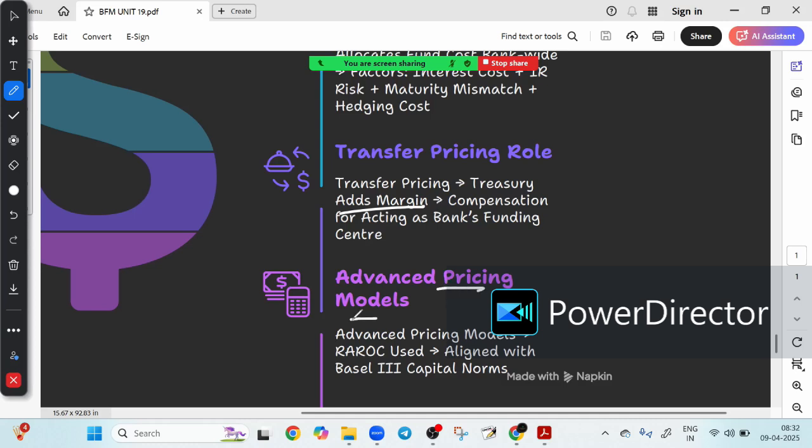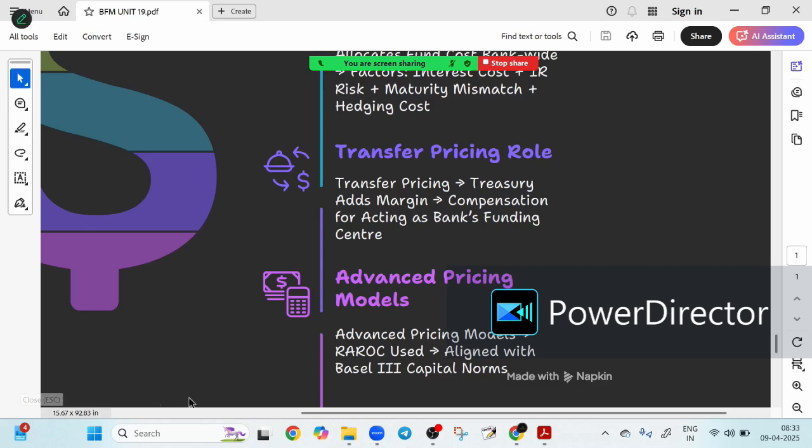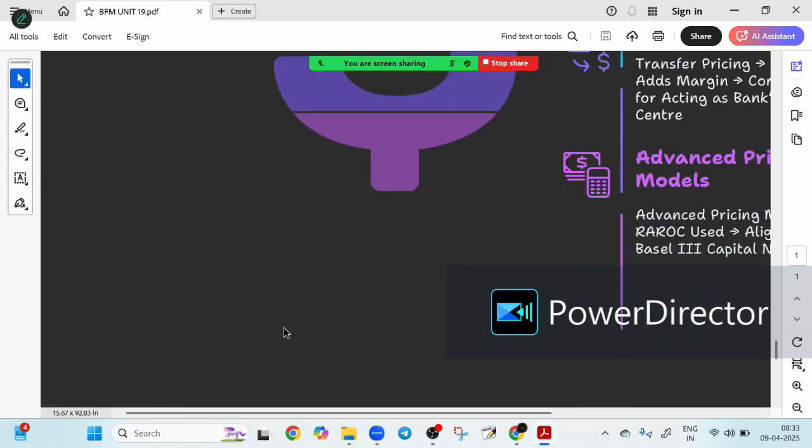And then we have advanced pricing models. See, behind every decision lies a model. So for any decision that the bank takes, there is a model behind it. Treasury uses advanced pricing techniques, often based on RAROC. You know what RAROC is? Risk adjusted return on capital, ensuring alignment with the Basel III capital norms. In simple terms, they are managing risk and reward the smart way. So friends, from crafting products to pricing the risk, from serving corporates to driving internal efficiency, the Treasury function is far more than just a support role. It's a strategic powerhouse that holds the bank's financial structure together. So you can see how important the Treasury is.